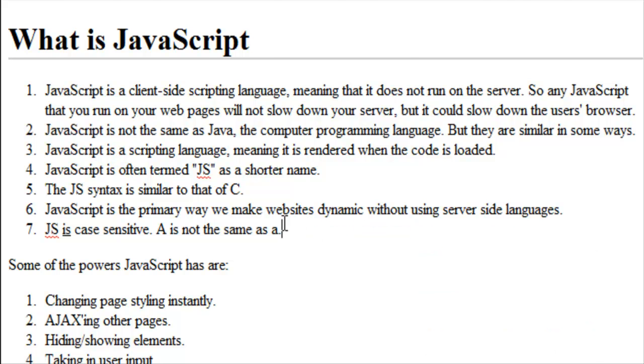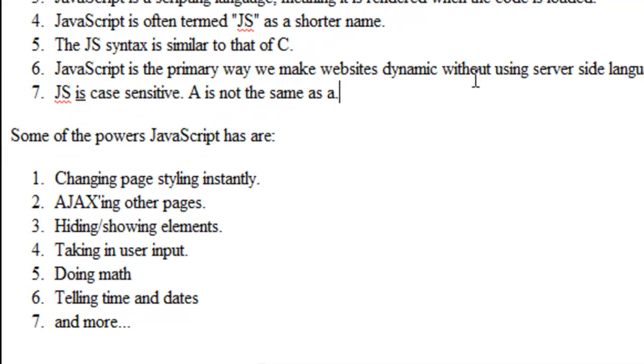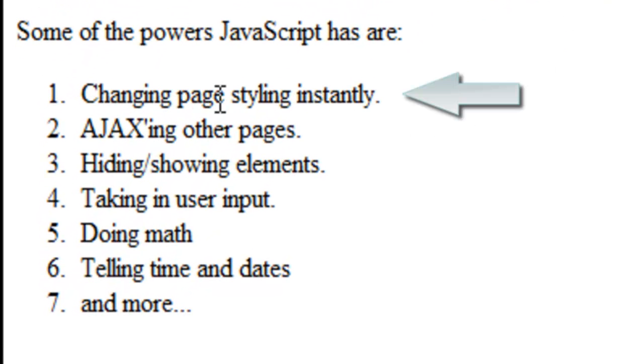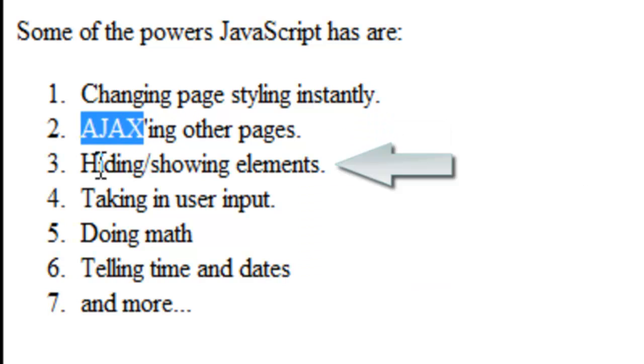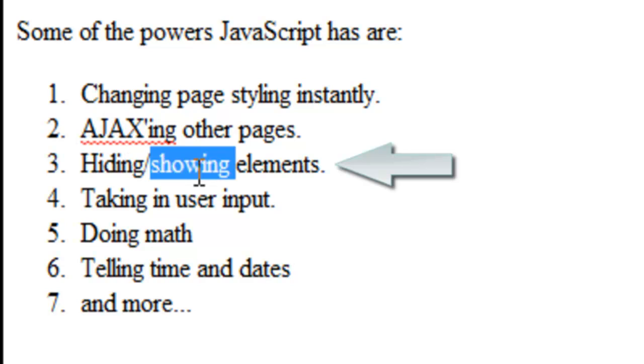Some of the powers that JavaScript has are the ability to change the page styling instantly, so we could click a button and change a background color or the font size, etc. AJAX, which stands for asynchronous JavaScript and XML, or we just say AJAX, is part of JavaScript. We'll cover AJAX after we do JavaScript. It's very popular in hiding and showing elements, so when you click something and all of a sudden more content shows up, that's always used with JavaScript.